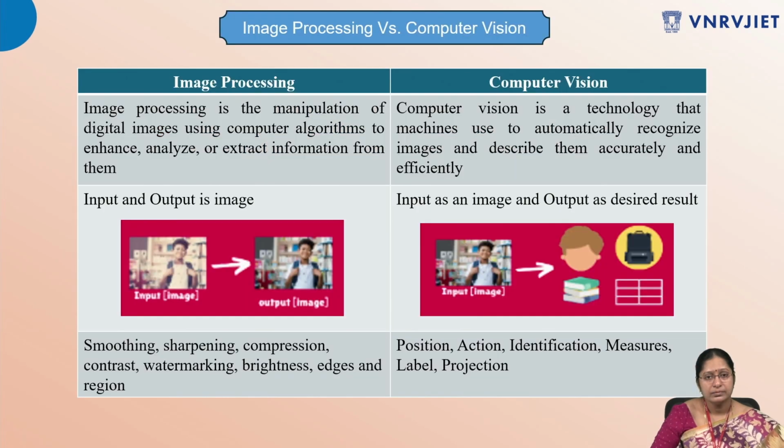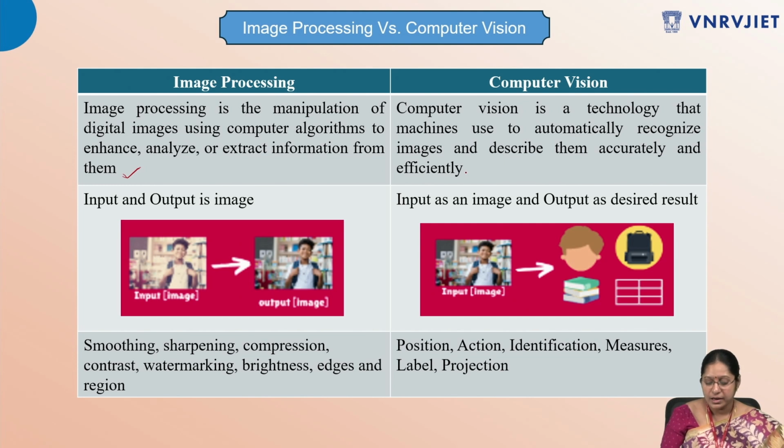Image processing and computer vision has 2 subjects. First one is image processing and second one is computer vision. Image processing is the manipulation of digital images using computer algorithms to enhance, analyze or extract information from them. Next, computer vision is a technology that machines use to automatically recognize images and describe them accurately and efficiently. Here we have the images which are acquired from image acquisition tools like sensors, cameras, eyes, likewise.